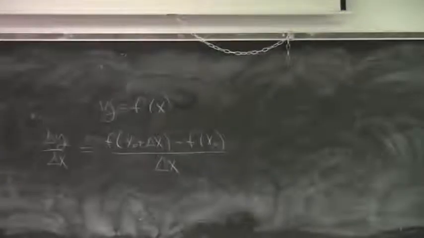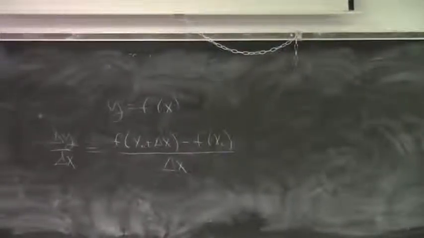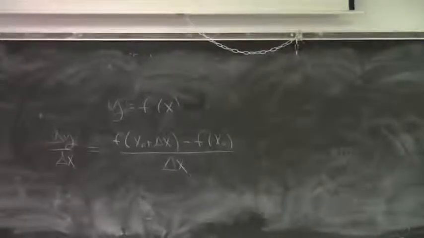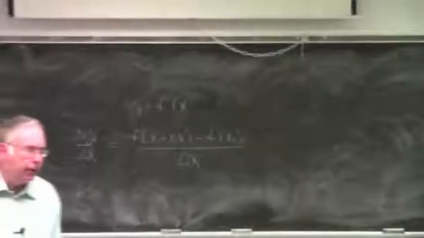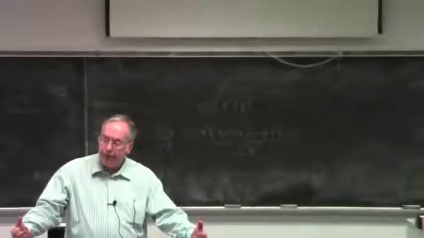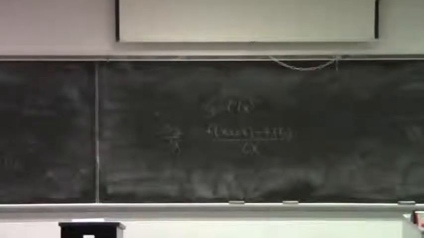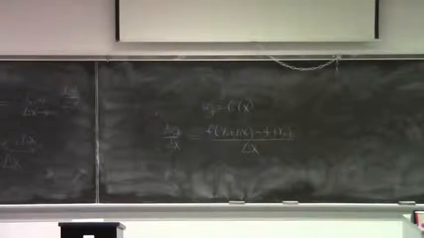The reason I'm writing it this way, the reason the book writes it this way, is we want to express the difference quotient as a function of x sub 0 and delta x. Okay. This expresses the difference quotient as a function of x sub 0 and delta x.